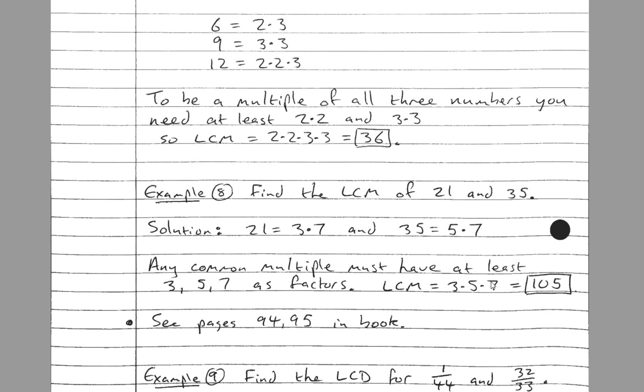So we don't need 2 sevens, because just 1 seven is enough to cover this and this. You can see 21 is a factor of this, 3 times 7. And 35 is also in here, 5 times 7. So this is a common multiple of these two, and it's the least common multiple.